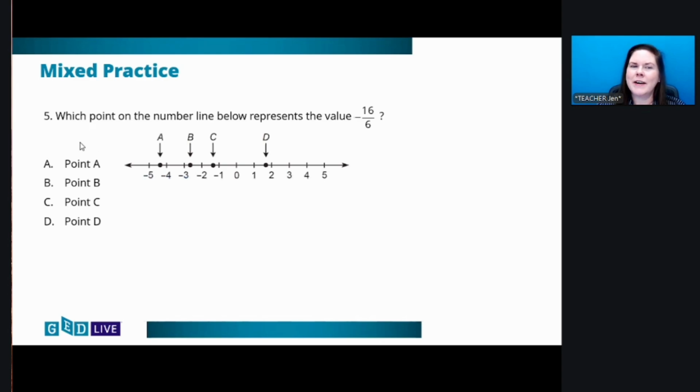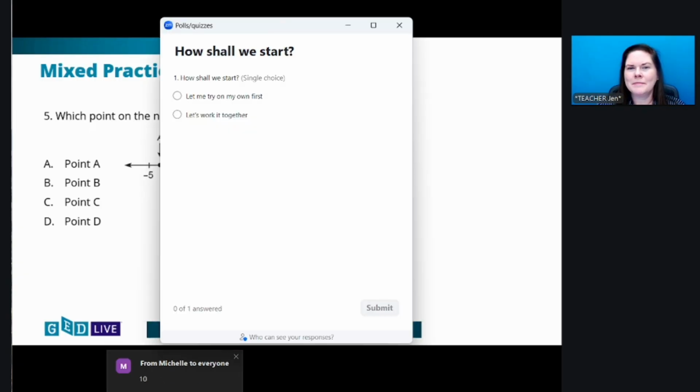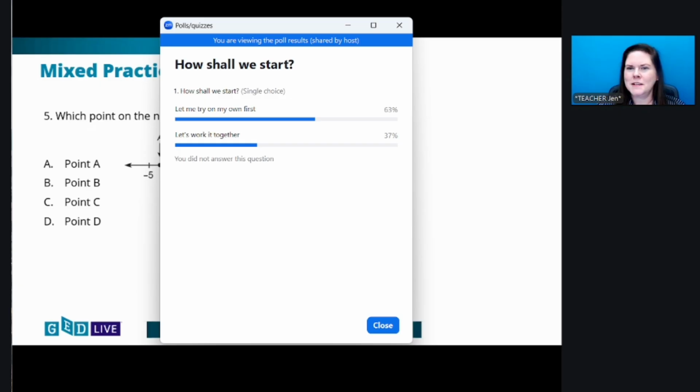Let's have a look at question 5. Well, vote in my poll. Let me know. How shall we start? You want to try on your own first? Correct, incorrect, early answers, we appreciate them, but be sure and put them in the Q&A, okay? Or in the host and panelist chat. Okay, good. Almost half of us have voted now to say, let me try on my own first. Okay, very ambitious. I love it.